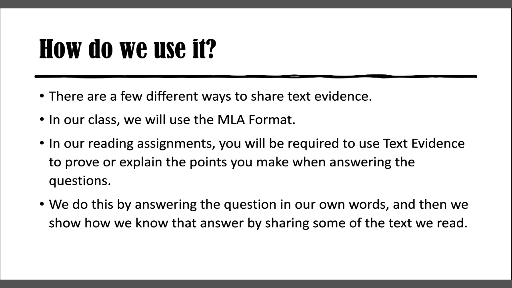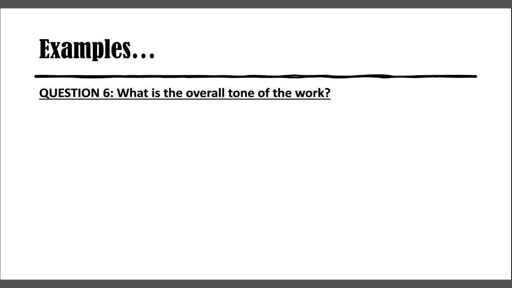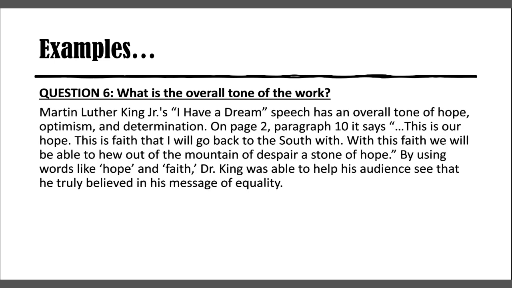You might want to see some examples, so here we go. Let's say that we're answering this. This is question 6. What is the overall tone of the work? For example, we are going to be pretending that we just read Dr. Martin Luther King's I Have a Dream speech. So here is a sample answer from a student. Dr. Martin Luther King Jr.'s I Have a Dream speech has an overall tone of hope, optimism, and determination.